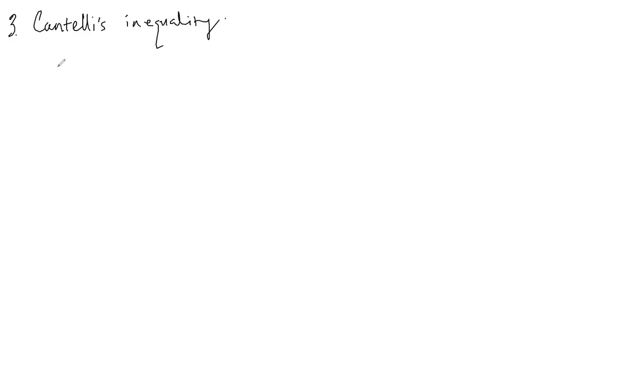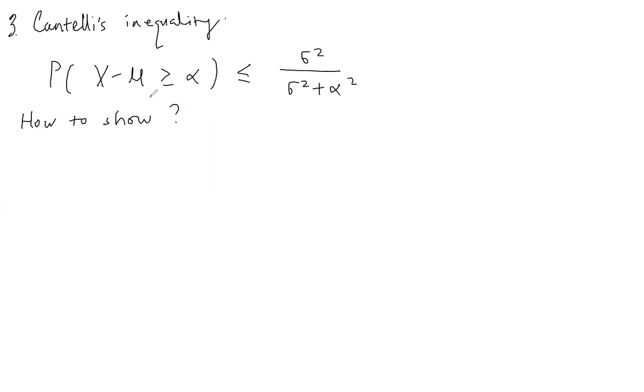Okay, Cantelli's inequality. So we have the following result. It's bounded by the following. How to show? This seems very curious, right? This seems to be a very curious result. So this sigma square is equal to the variance of x, right? Because your alpha is positive, and your mu is the expectation of x, right?